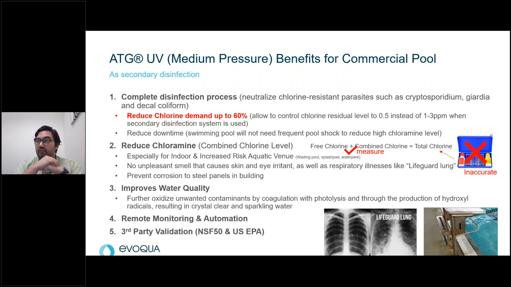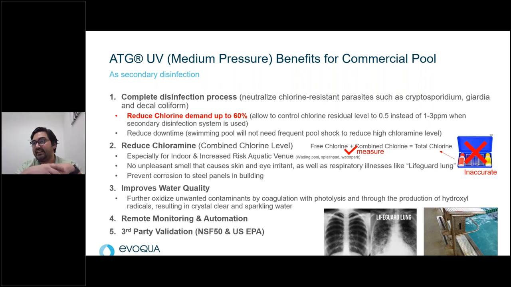So what is the benefit of ATG UV from Evoqua, especially for commercial pool? Number one is a complete disinfection process. If you are especially using a sand filter that can only filter cryptosporidium at 26% efficiency, the balance will need to be neutralized by the UV system. So if you have a UV system that can neutralize almost all the microorganisms at 4 log, at 99.99% efficiency, basically you are reducing your chlorine demand as well. Besides chlorine doing the disinfection, you also have UV to do the disinfection. Therefore, your chlorine demand for the pool is reduced by 60%.